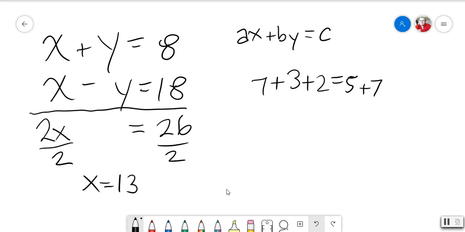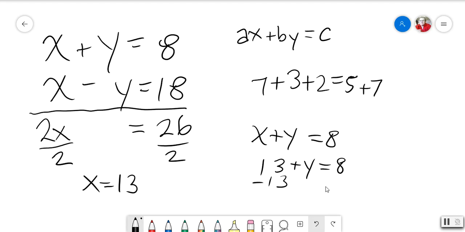In order to find out what y is, I go back up. I can use either one of these. I'm going to use the first one, x plus y equals 8. Plug in 13 for x. 13 plus y equals 8. Subtract 13 from each side. So y ends up equaling negative 5.